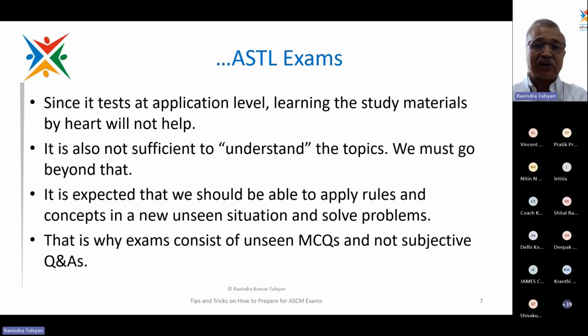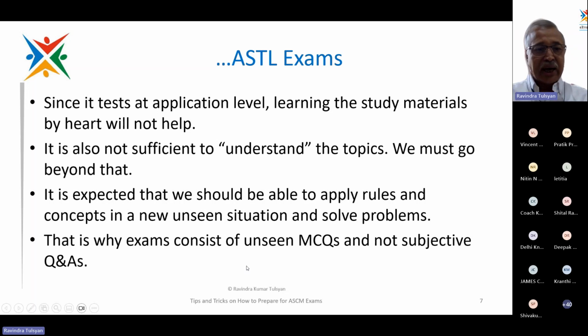Since this test is at the application level, learning the study material by heart, or mugging, is not going to help. Understanding alone also does not help. What is expected from examinees in the ASCM exam is that you should be able to understand the rule and apply the rule and the concept in an unseen situation and solve a business problem. That is what is expected of the participant. Therefore, ASCM exams are different. It's not the same as other exams.